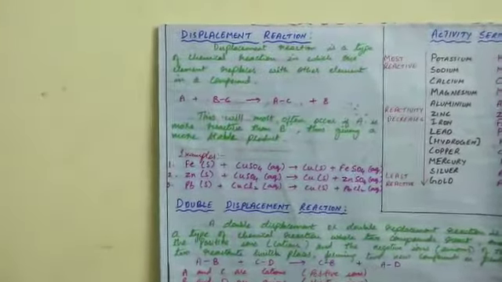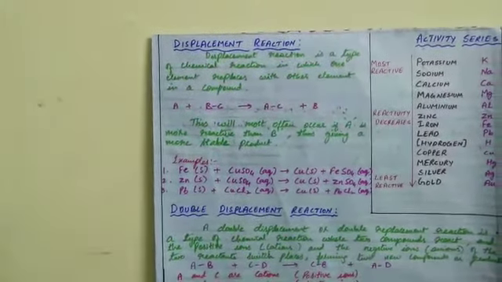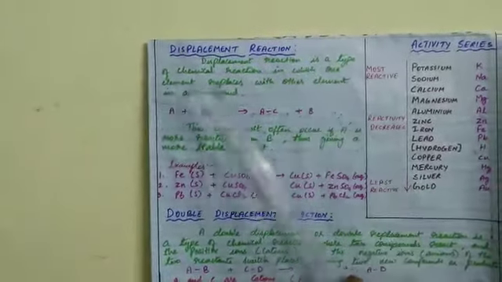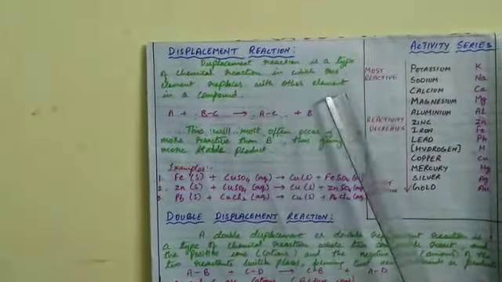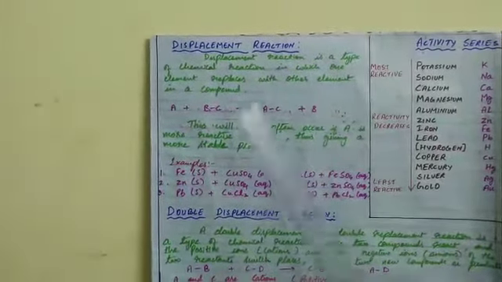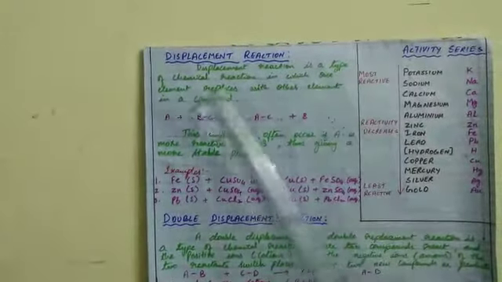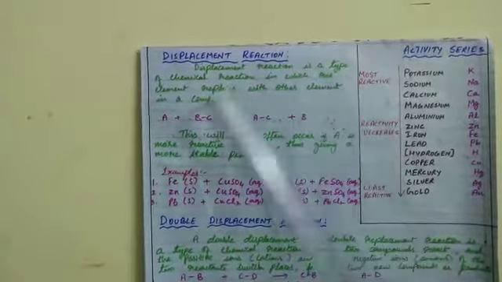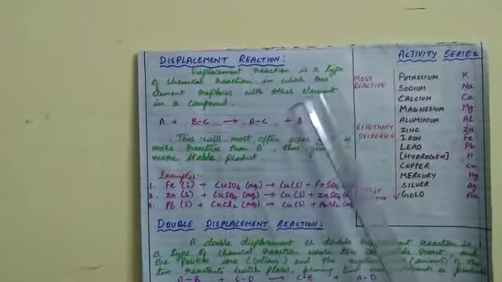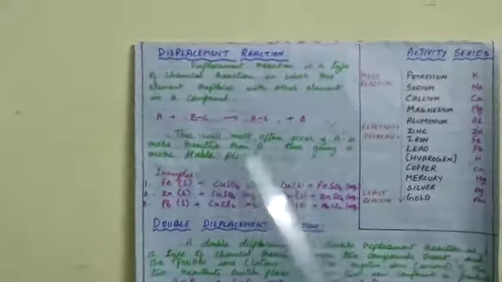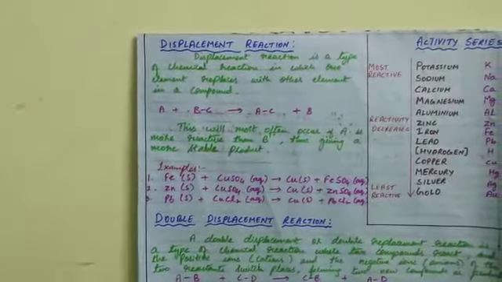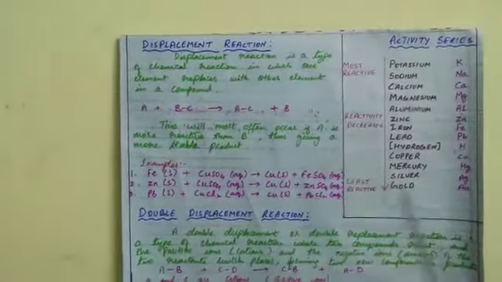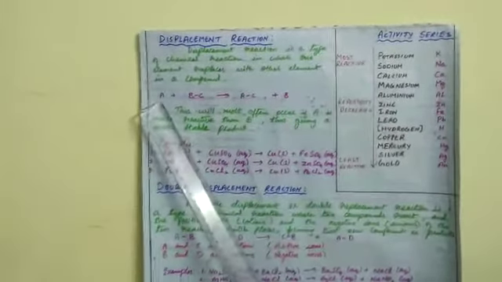Now coming to the displacement reaction. What do we mean by displacement reaction? Displacement reaction is a type of chemical reaction in which one element replaces another element in a compound. I'll repeat: displacement reaction is a type of chemical reaction in which one element replaces another element in a compound. For example, we have taken this chemical equation where A, B and C are just elements.